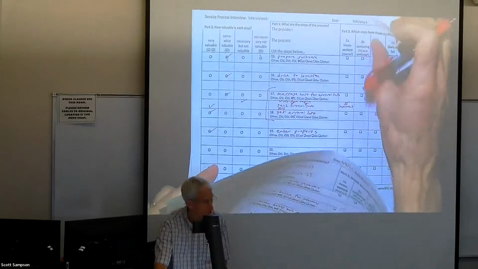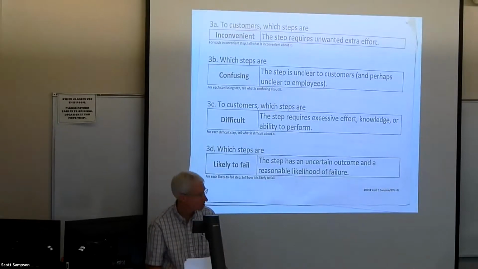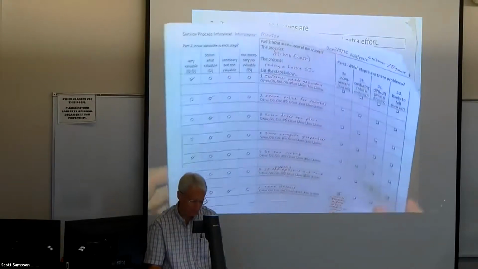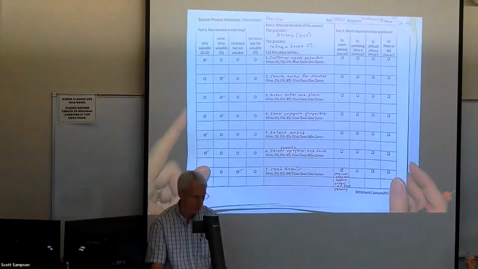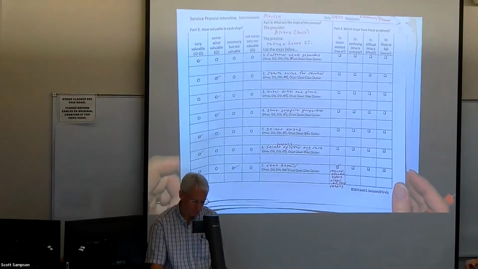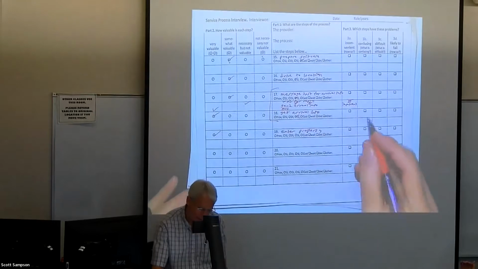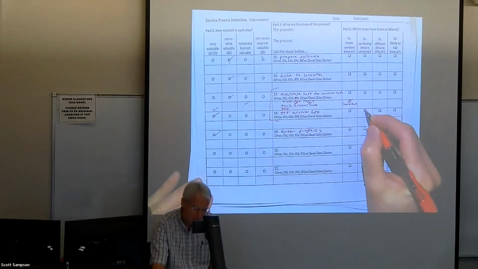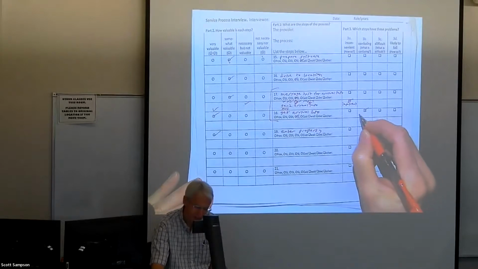Let's do a little bit of the next one here, which is confusing. Are there any steps that are unclear to customers and maybe even unclear to employees? No, nothing that's confusing here. Well, I don't know, when they give me the location or the instructions of how to open, like, I left the key under the mat that is next to the trash can. It happened once. Okay, I don't know how to enter.